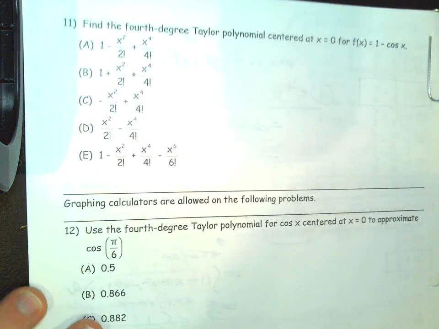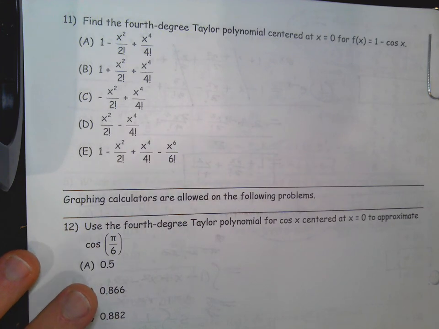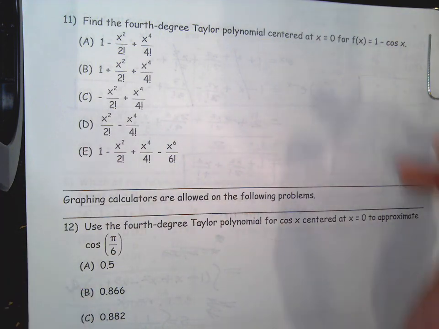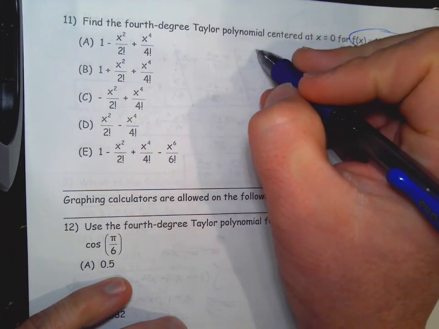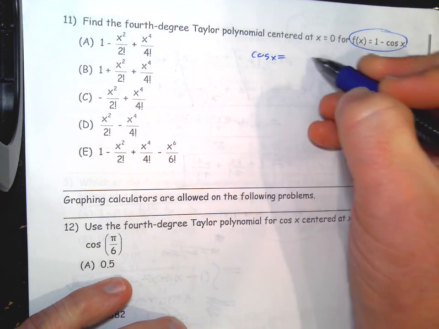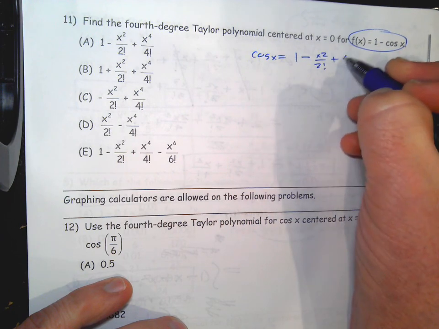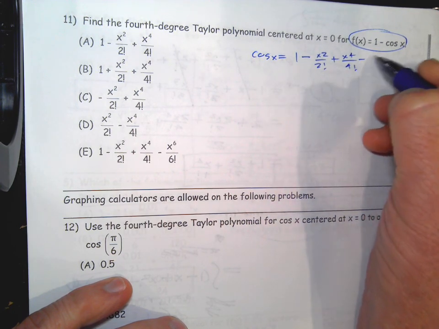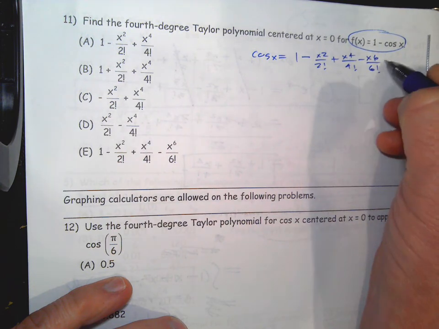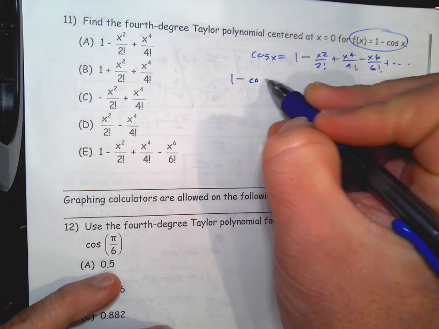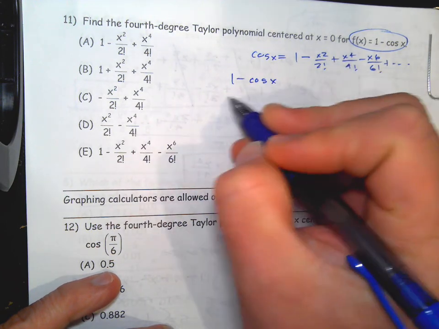Okay, number 11. Find the fourth degree Taylor polynomial centered at x equals 0 for this function. Well, we can actually build a function for this. We can say, okay, well, cosine x, it's the even terms: 1 minus x squared over 2 factorial plus x to the fourth over 4 factorial minus x to the sixth over 6 factorial, and on and on and on. That's cosine. So 1 minus cosine is just going to be 1 minus this.